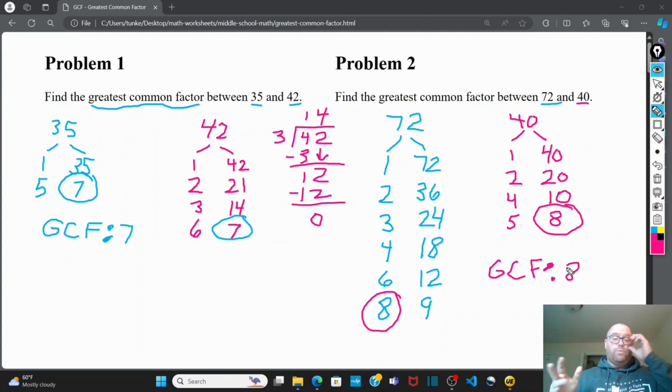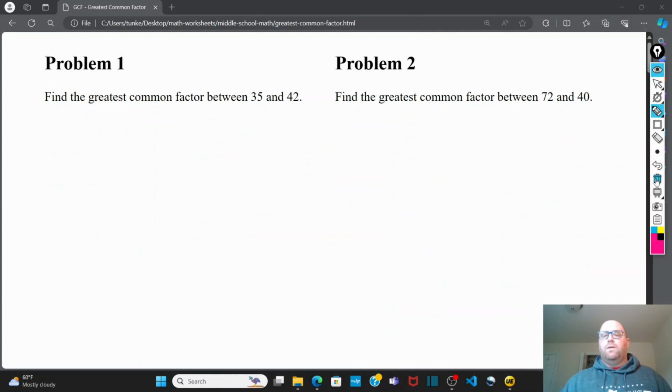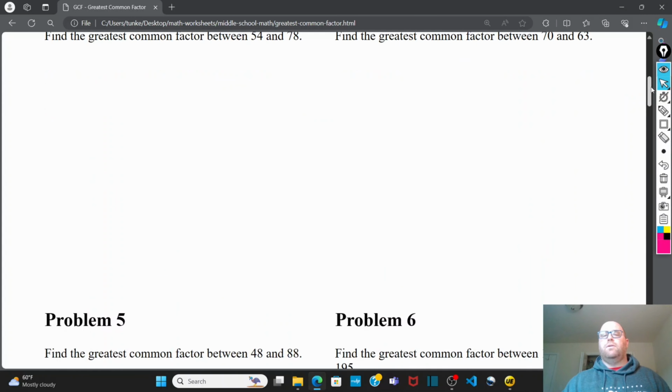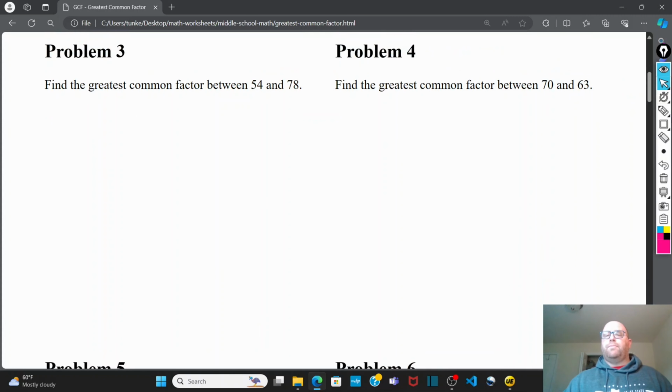Take a snapshot of this. We're going to try 2 more problems. Hopefully you got that one. Okay, let's scroll on down. Okay, so all right, problem 3, we have 54 and 78. So let's find the greatest common factor between those two.